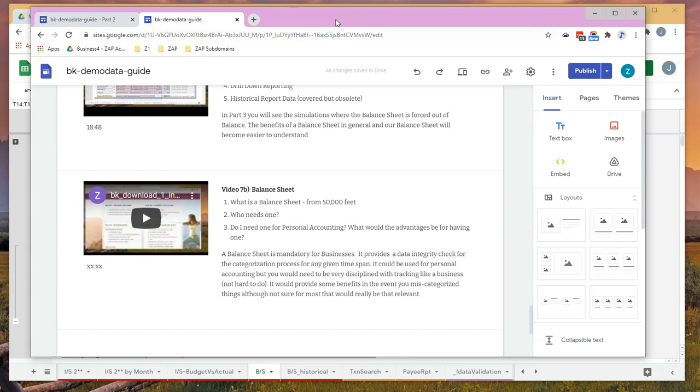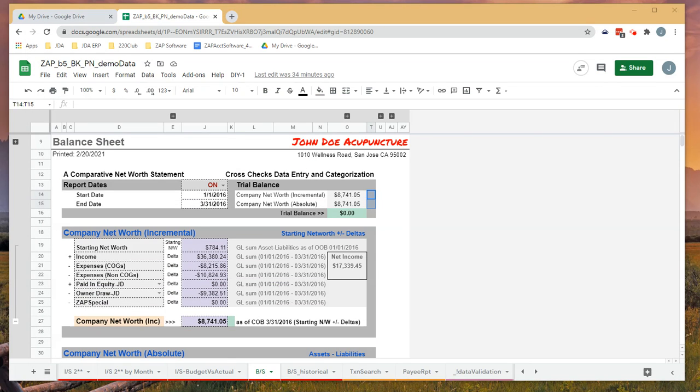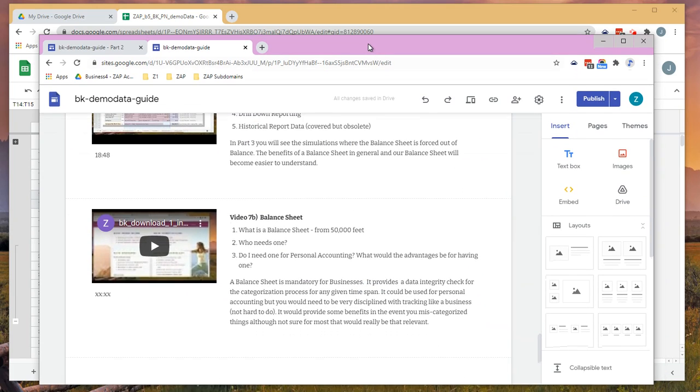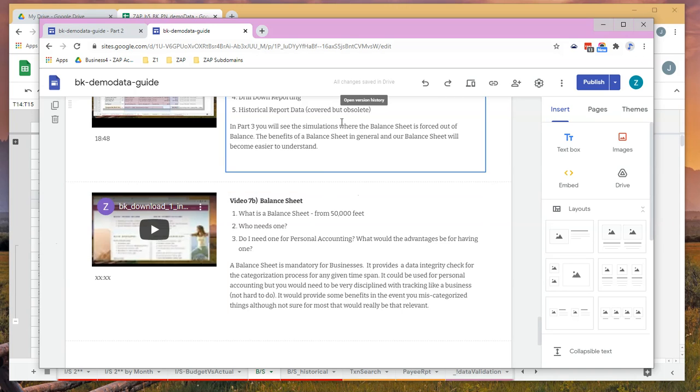So I'm going to try to just skim the top here and give a big picture paintbrush on this to help with some understanding, and then I'll leave off and let the other video fill in the blanks. What I'm going to go over is: what is a balance sheet from 50,000 feet? Who needs one? Do I need one for personal accounting? What would be the advantage of having one?